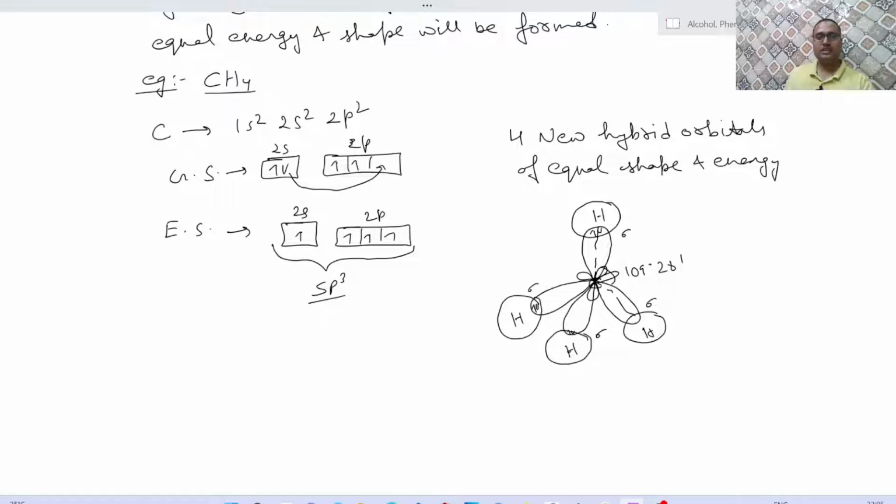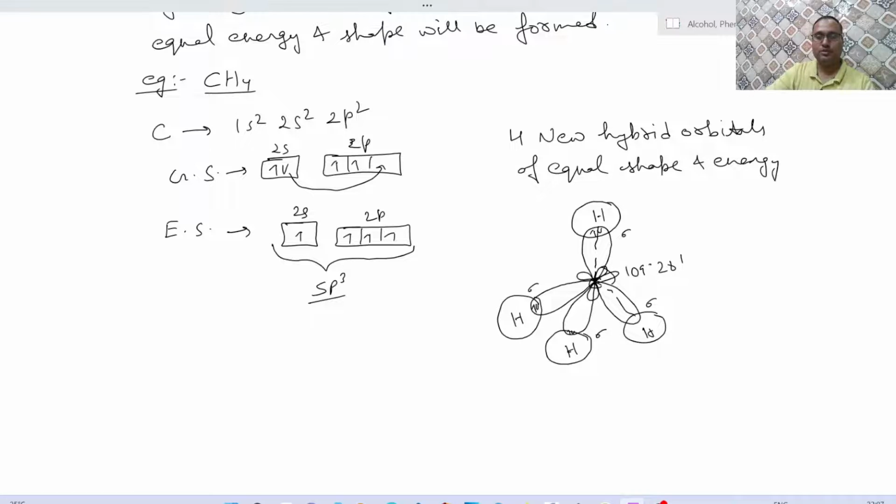We can involve the d orbital also in the hybridization, that would lead to the formation of sp3d, sp3d2 and sp3d3 hybridization. Hope you are clear about this topic, hybridization, till now. And in my coming video we will talk about the sp3d, sp3d2 and sp3d3 types of hybridization in various organic molecules.